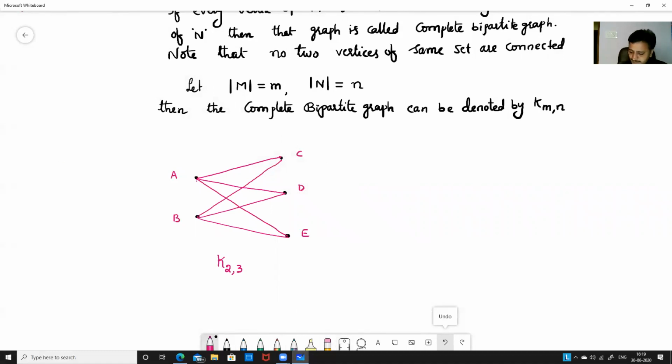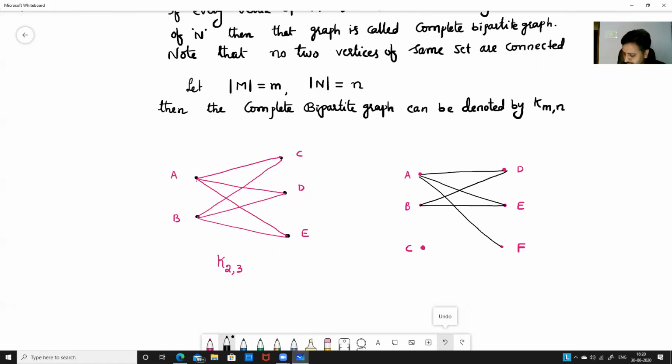Right. Let me take another example. Let me take A, B, C, and we have D, E, F. Suppose A is connected to D, and A is connected to E, and A is also connected to F. Next, B connected to D, B connected to E, B connected to F. C connected to D, C connected to E, and C connected to F. This is called a complete bipartite graph with 3 vertices on one side, and the other side also having 3 vertices. That is the K3,3 graph. Okay.